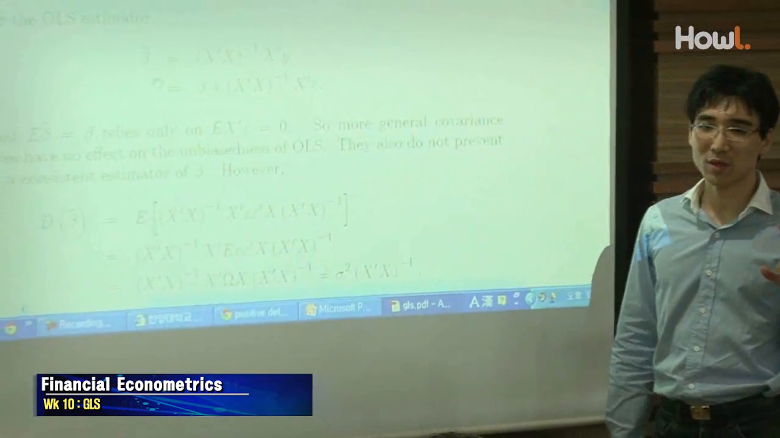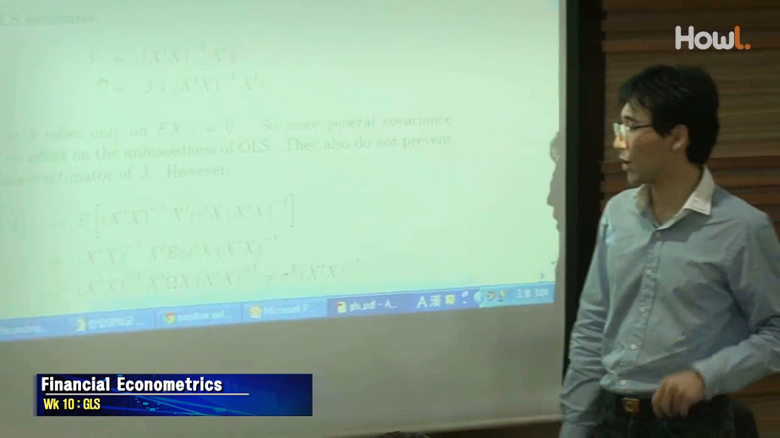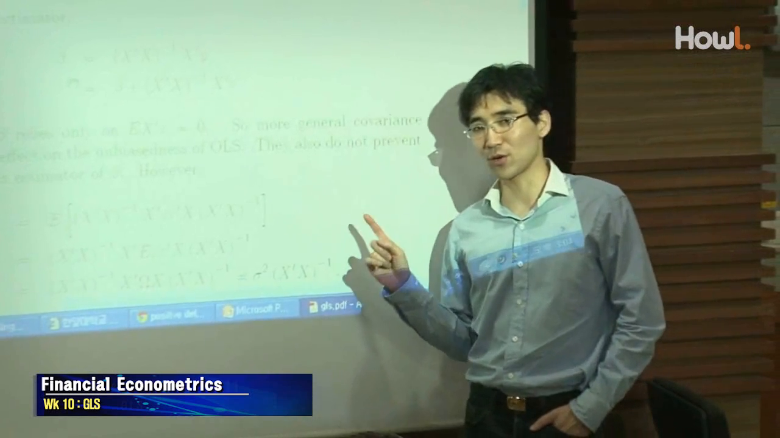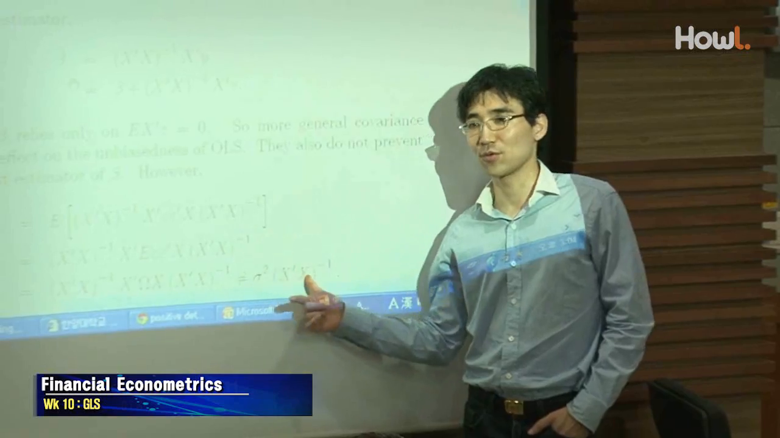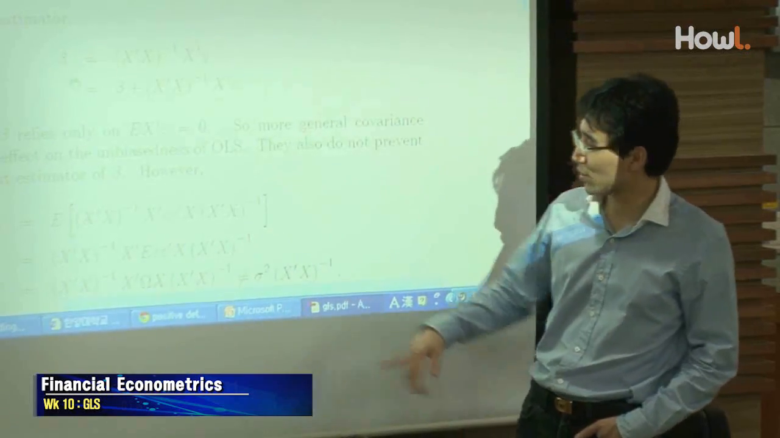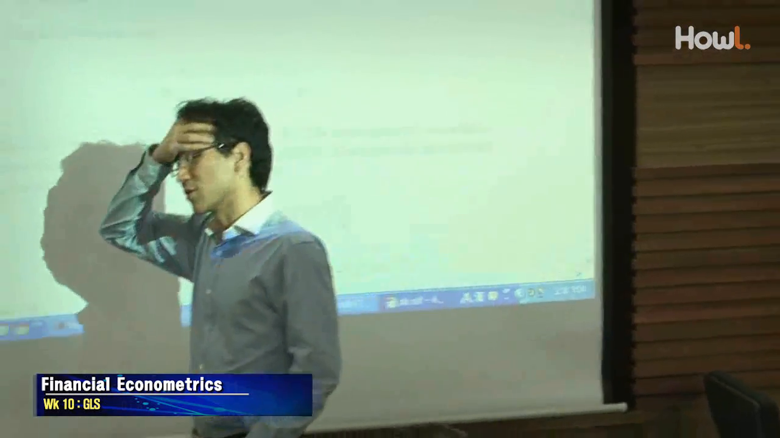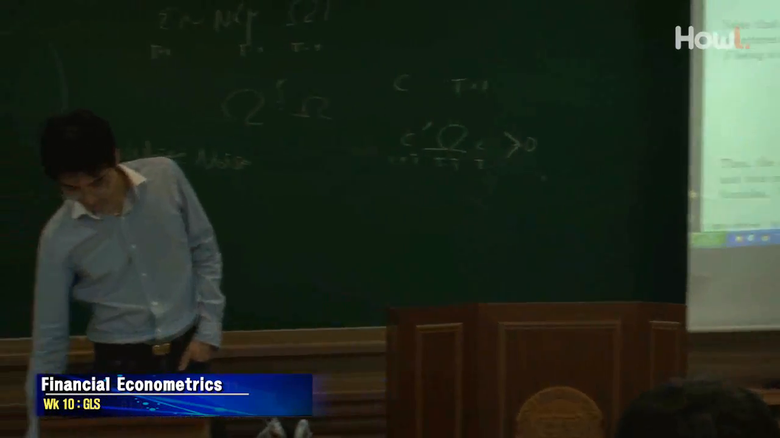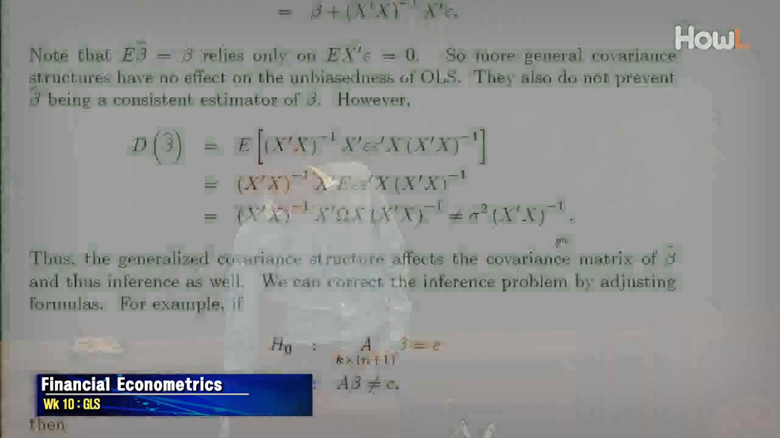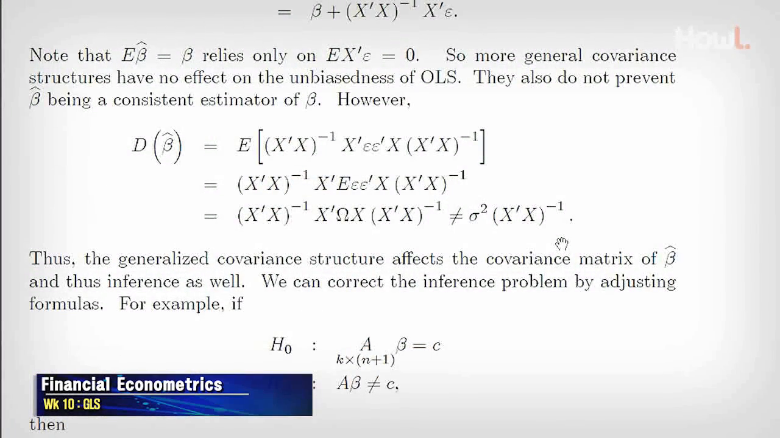In our OLS estimator, the variance covariance matrix of beta hat looks like this. Now it is different. Actually, this is greater than the usual one, which is not very hard to show. Thus the generalized covariance structure affects the covariance matrix of beta hat, and therefore it affects the inferences.